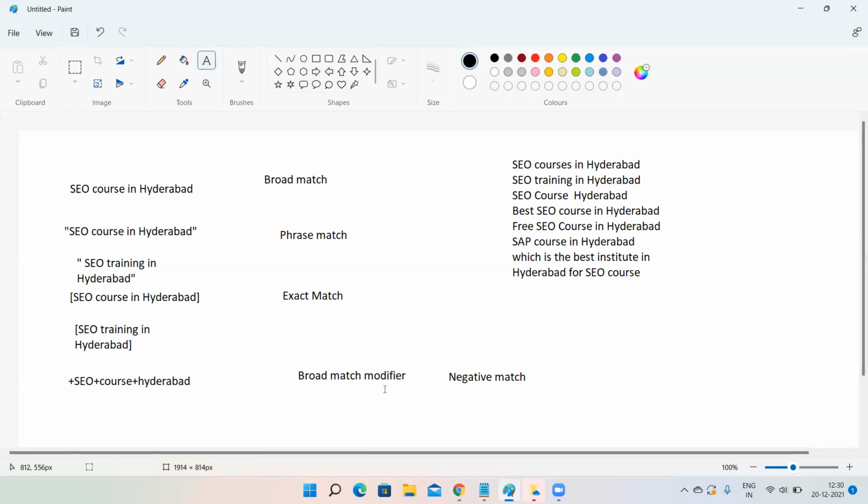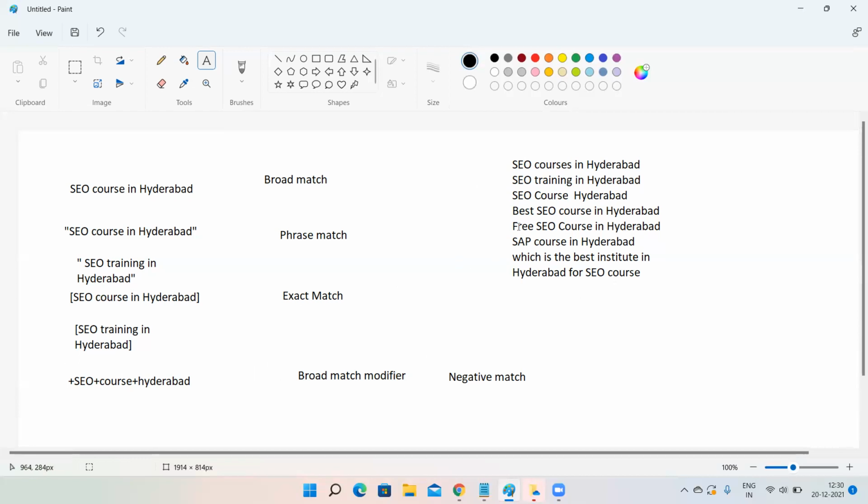Now coming to broad match modifier. You have to mention it like this, plus, plus, plus. Here the format does not matter. That means the pattern does not matter. You can disturb the pattern. The only thing is these three words, whichever the words, at least use three words over here. Two words does not make sense. At least use three words, and these three words should be present in the keyword which the user has searched for. The pattern does not matter.